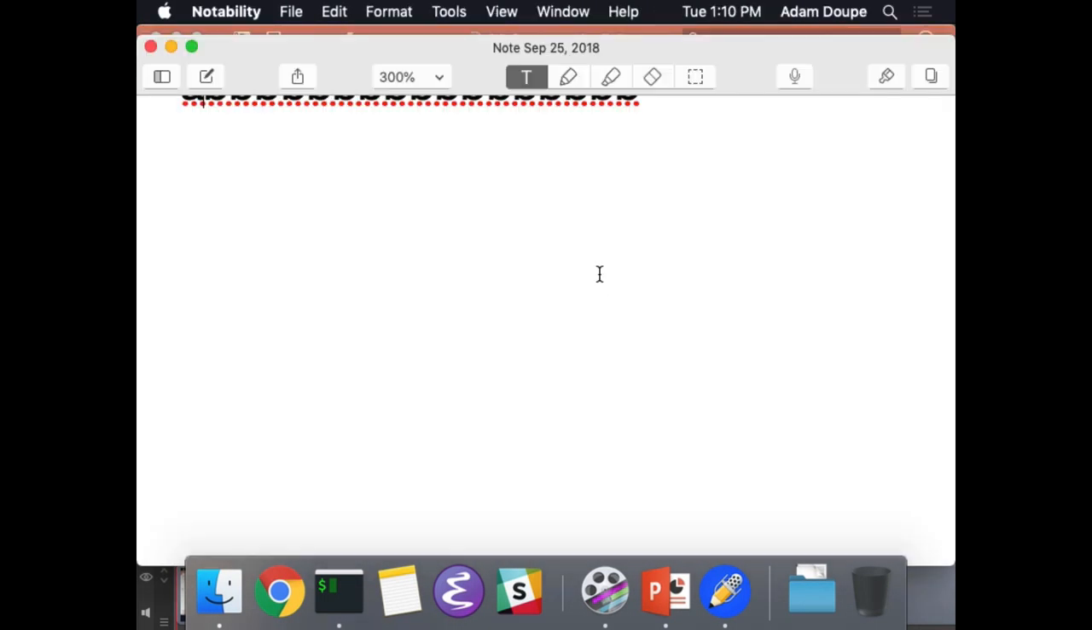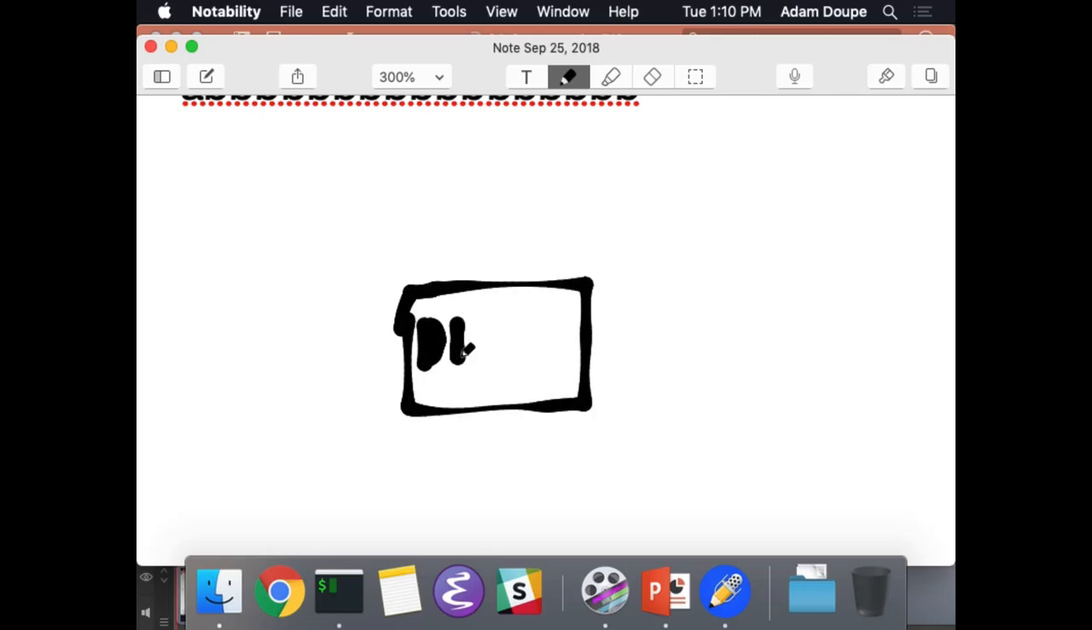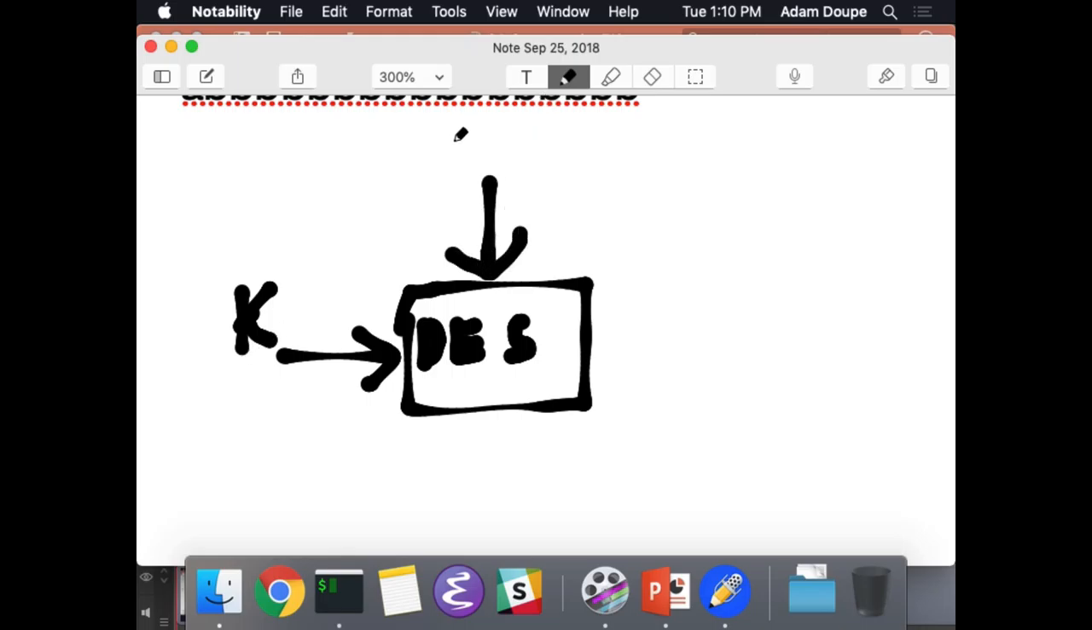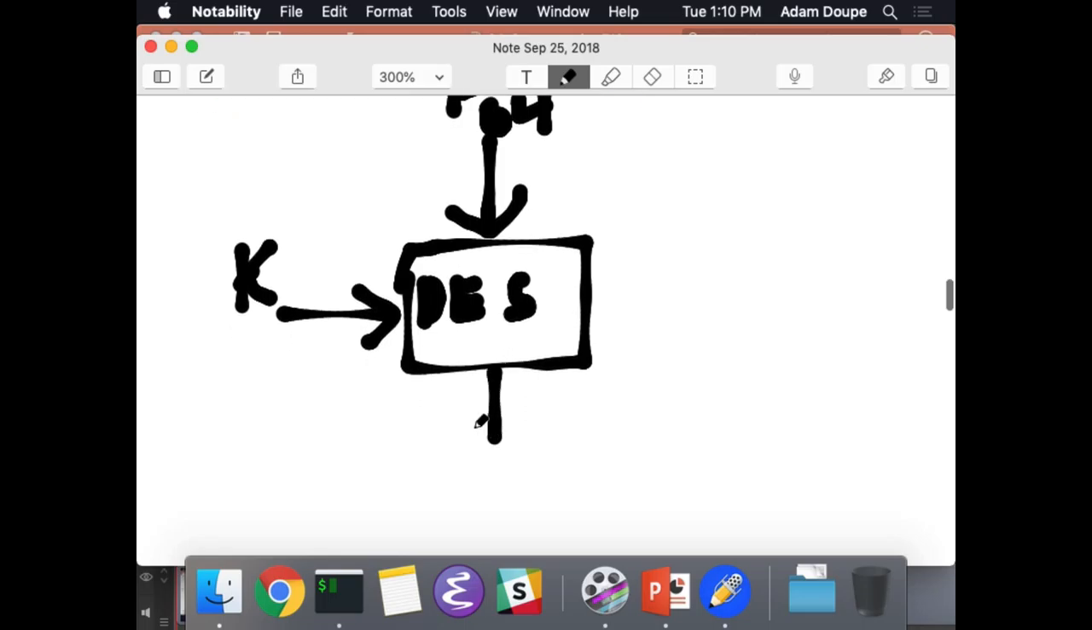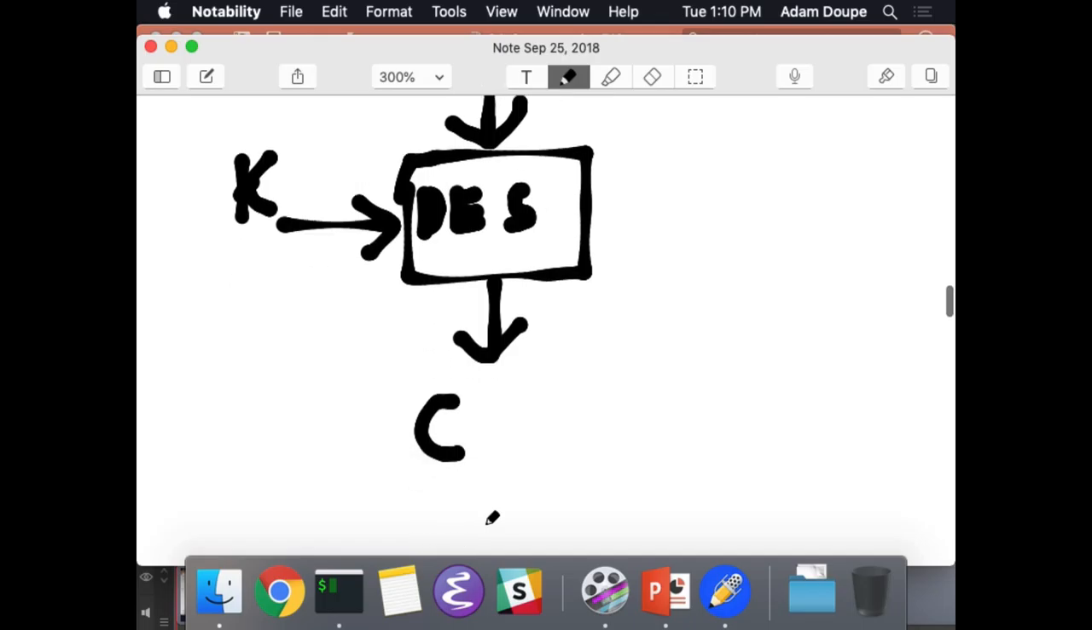Okay, let's think about it. I'm going to draw with my mouse, which always ends up well. Let's say we have this black box, we'll call it DES for now, it could be anything. We can feed in a key K, which is 56 bits, and a block of plain text, which is 64 bits, and we get out a 64-bit block of ciphertext.